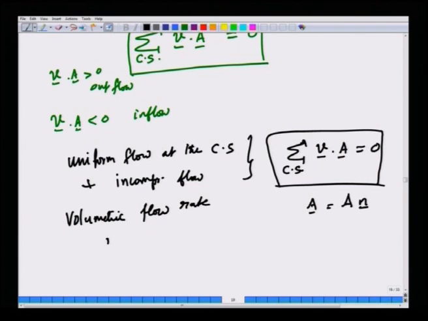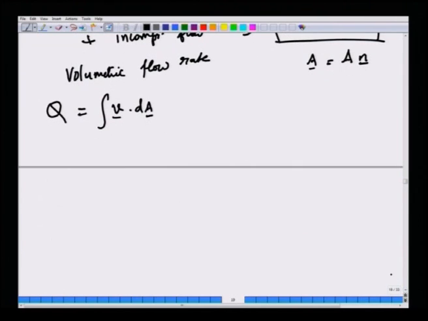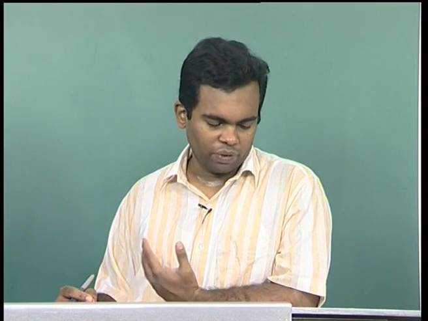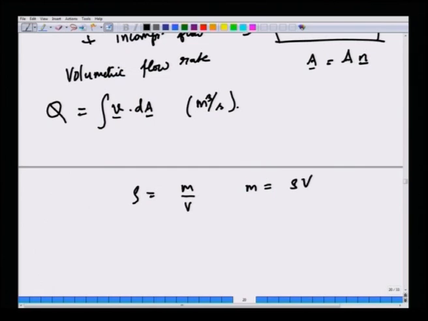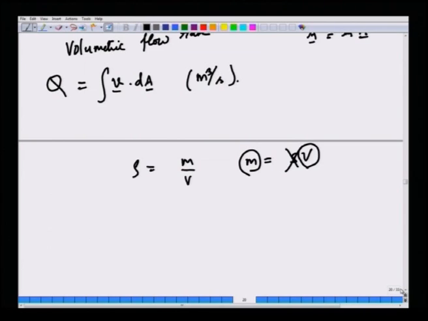So, the integral of V dot dA over any control surface is the net rate at which volume flows per unit time out of the CV if it is positive, or into the CV if it is negative. So, the units are meter cube per second. Essentially, for an incompressible fluid, the mass conservation boils down to volume conservation, because density is a constant. Density is mass per unit volume, so mass is rho times volume. If rho is a constant, then mass conservation amounts to volume conservation in incompressible fluids. That is what we are seeing.